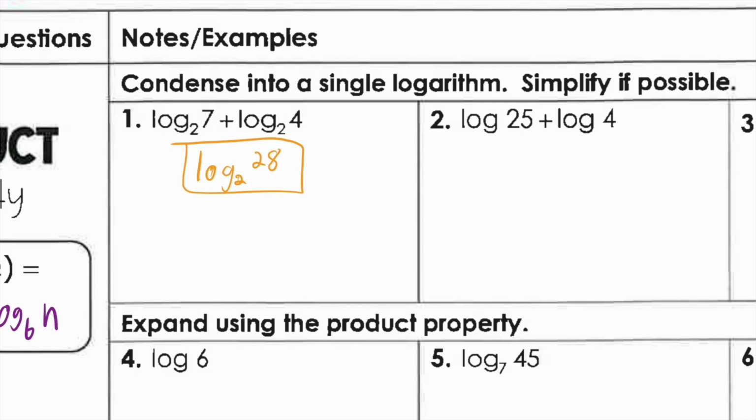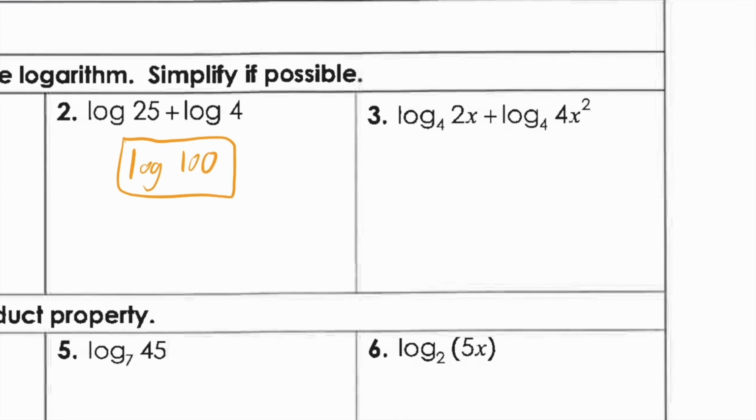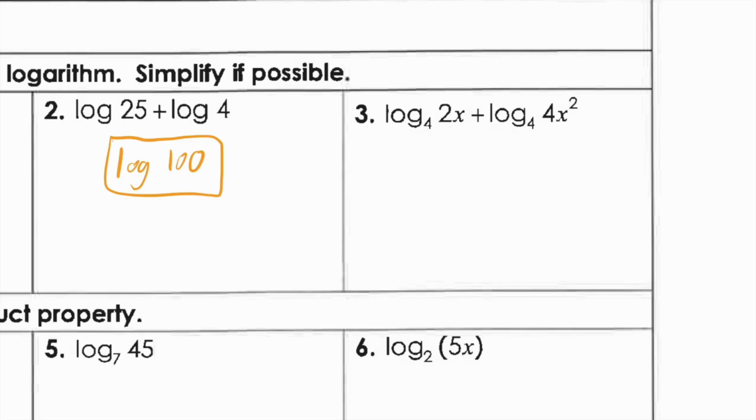On number 2 here, they're both log base 10, common logarithm, which is good for them to be the same base. Otherwise, we couldn't do this. And so it's log base 10 of 100. Could you evaluate that? Sure, it's 2, but we're not asked to do that here. We're just condensing. On 3, since these are both log base 4, we can multiply what we're taking the log of in each of them. So log base 4 of 2x times 4x squared gives me 8x to the third. And that'd be my answer.